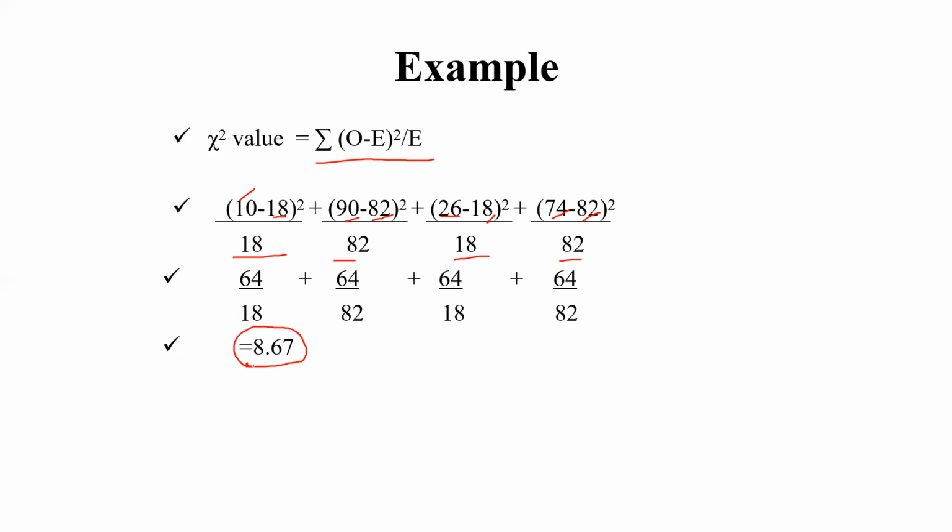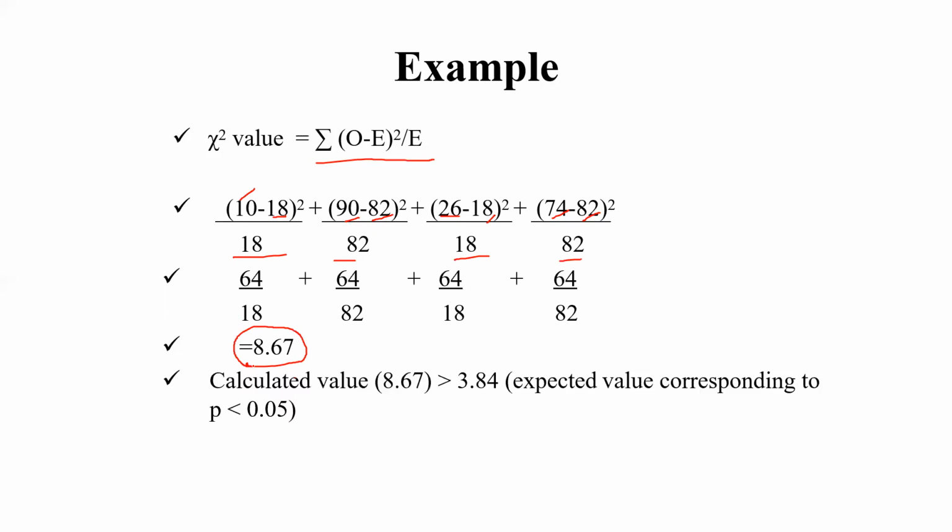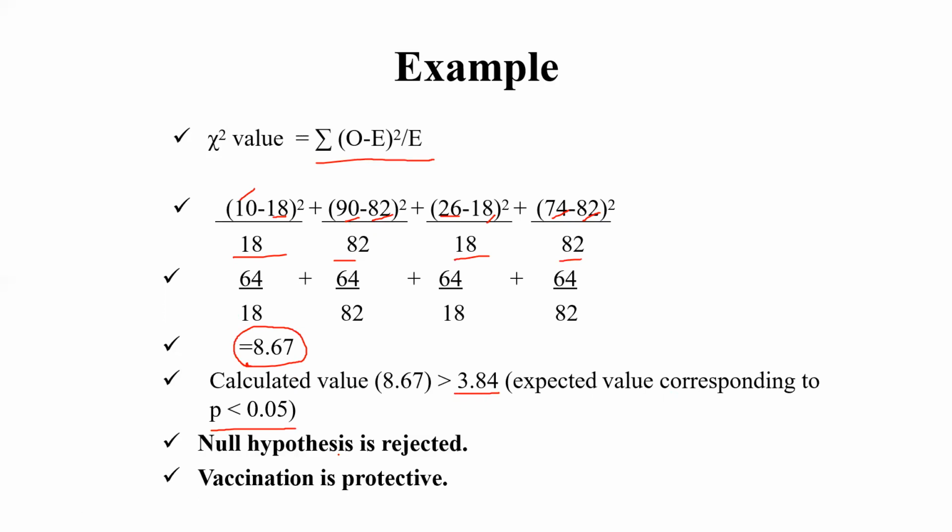So we have a calculated value. Now the calculated value is greater than 3.84, the expected value corresponding to P less than 0.05. So here the null hypothesis is rejected. So we can say vaccination is protective. That means though children are vaccinated, there is less chance of the attack, meaning being infected again with measles.